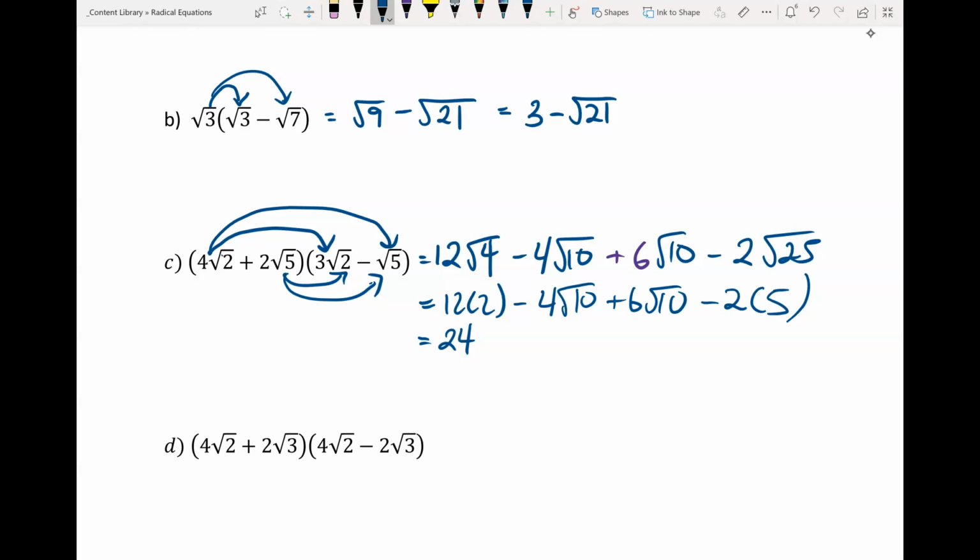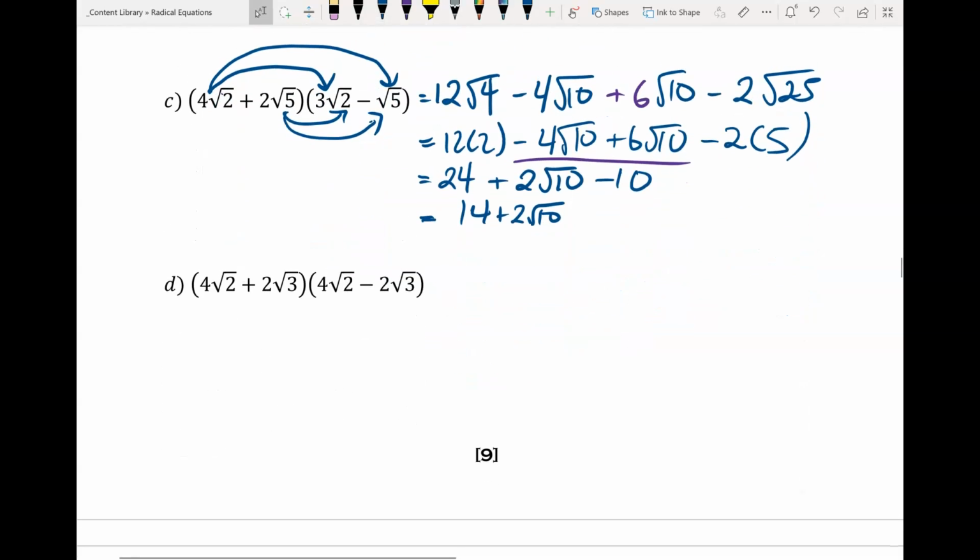We can combine these because they're like terms, we both have that root 10 there, so we're going to subtract negative 4 plus 6, which is positive 2 root 10. We leave the root 10 alone. Then lastly, 2 times 5, we have a negative in front, that's negative 10, and then lastly we're going to do 24 minus 10, so that's 14. That would be our final answer.